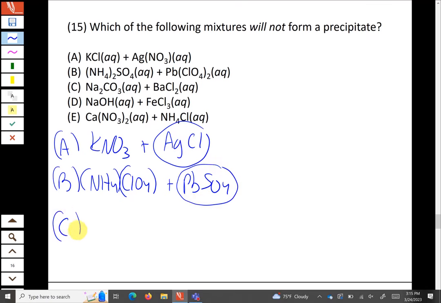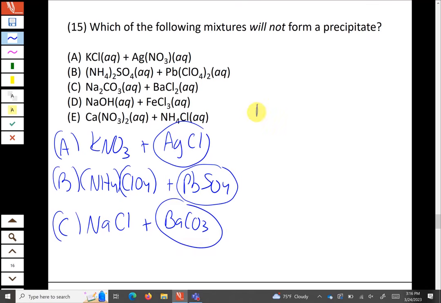For choice C, we have sodium carbonate and barium chloride. Sodium combining with chloride forms NaCl. We should all know that that's soluble in water, of course. But then barium 2+ and carbonate 2- makes BaCO3. And most carbonate salts are insoluble. Carbonate has similar exceptions. It's pretty much always insoluble unless it's with one of those group 1A cations. So carbonates are usually insoluble, and this one would be one of those.